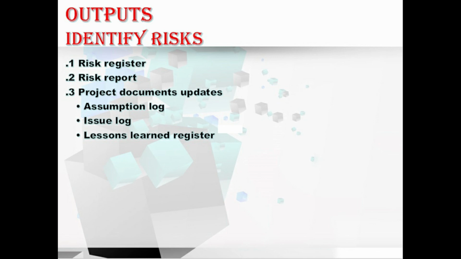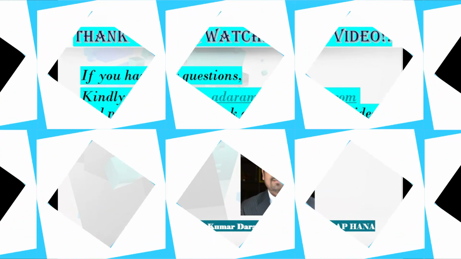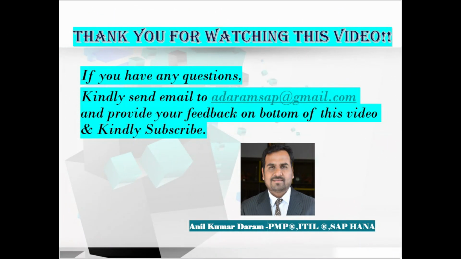And coming to lessons learned register. In this, the lessons learned register can be updated with the information on the techniques that were effective in identifying the risks to improve the performance in later phases of the project or in other projects. Hope you understood about this output also. So we have covered all the outputs of the identify risk process. So we have completed all the ITTOs, inputs, tools and techniques and outputs of this identify risk process.